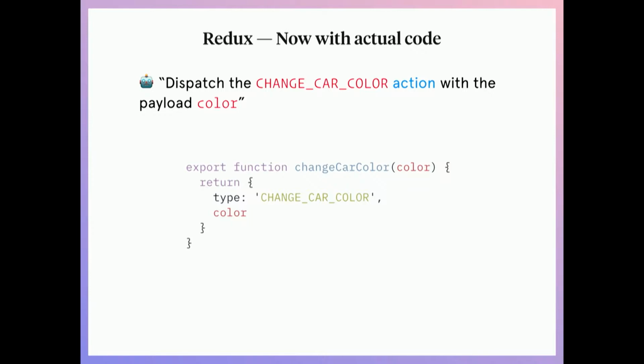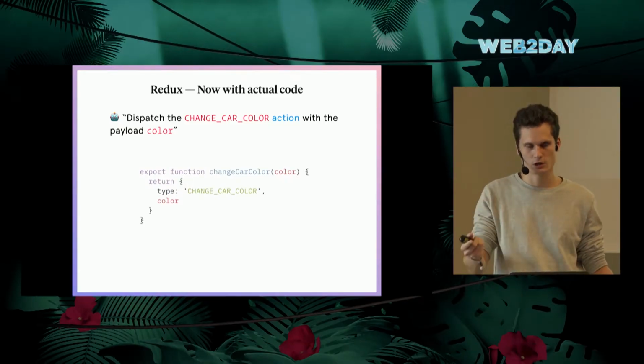So what does it look like with actual code? We saw three concepts: the actions, the reducer, and the store that passes the properties to React components. The actions are really simple JavaScript objects containing two main properties. The first one is the type of the action. What is the action actually doing? What is the intent of our user? In that case, it would be change car color. So we have the type change car color in our action.